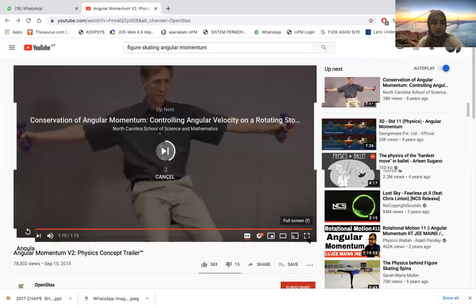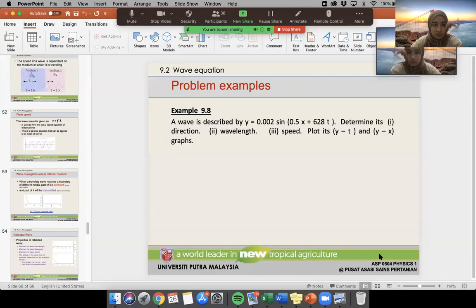Okay, is that clear for everyone? Yes. Okay, so let's share my presentation. It says that the angular momentum of a system remains constant unless the system is acted upon by net external torque.